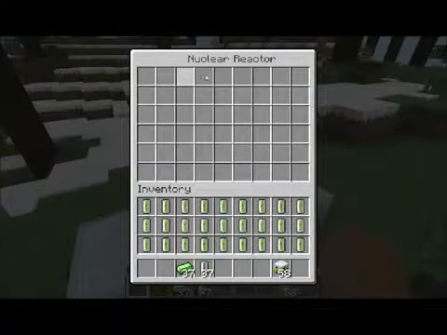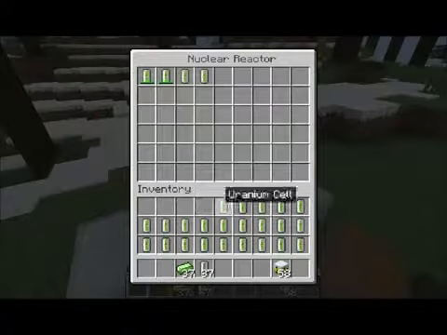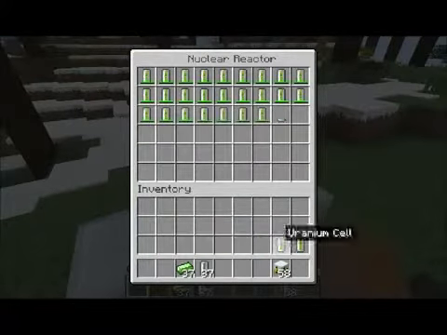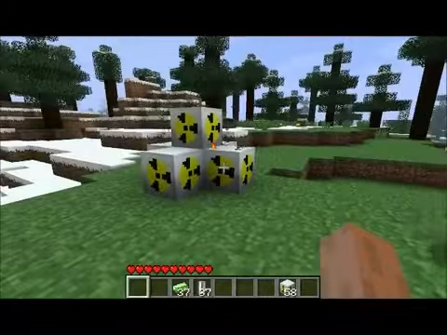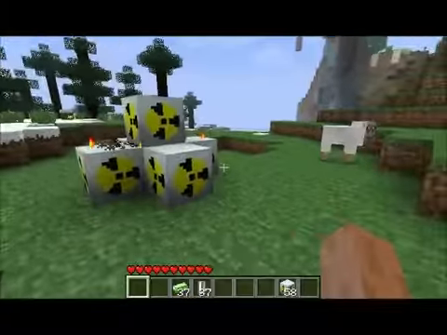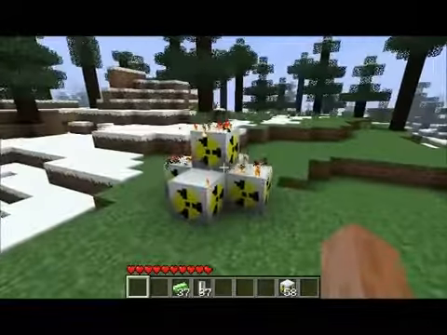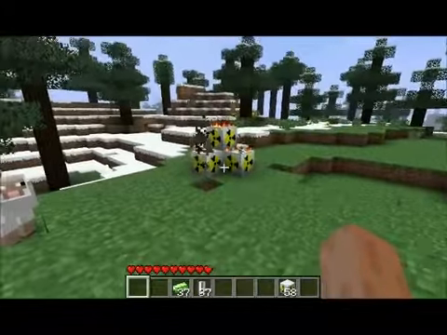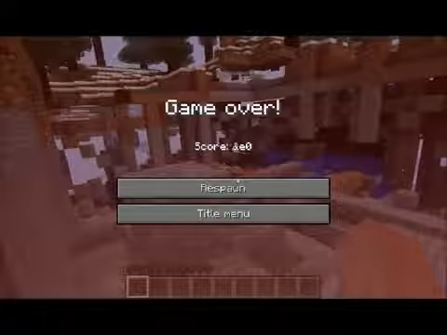Okay? 9 across, like I said, and 6 down. Oh boy. We're gonna have a problem here, aren't we? So I just threw a bunch of uranium in there. Look how quickly this thing's heating up. This is what happens if you do not properly cool off your reactor. In fact, this is gonna be a problem. Oh boy. That's not good.